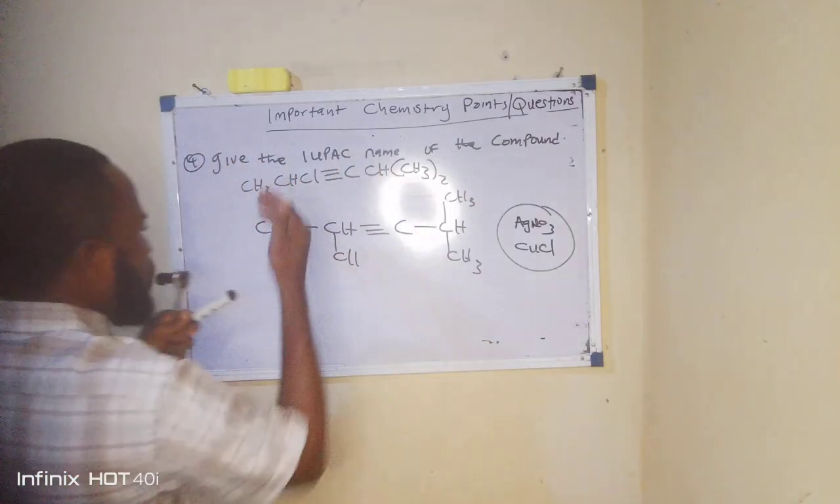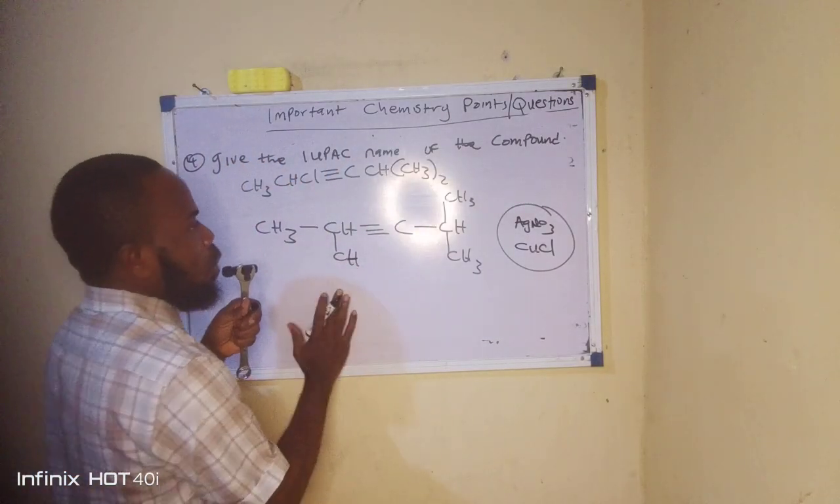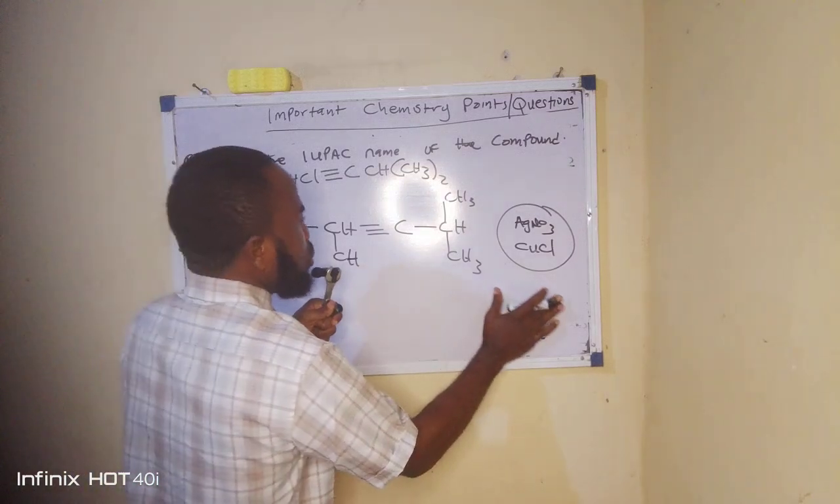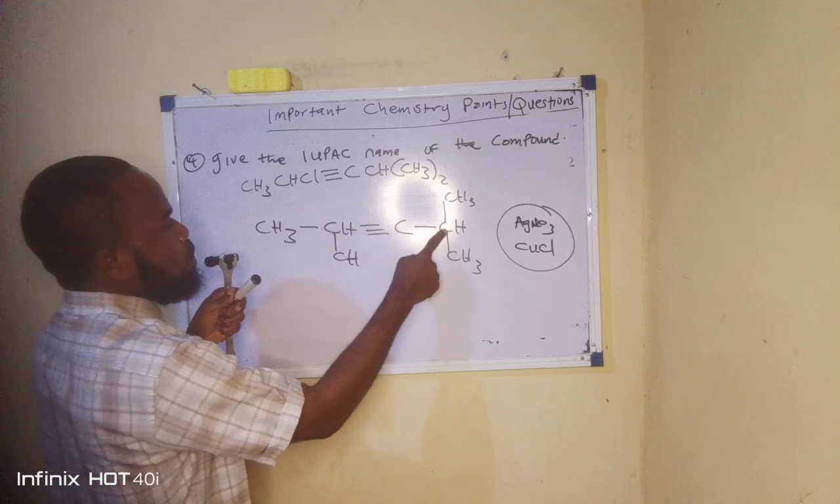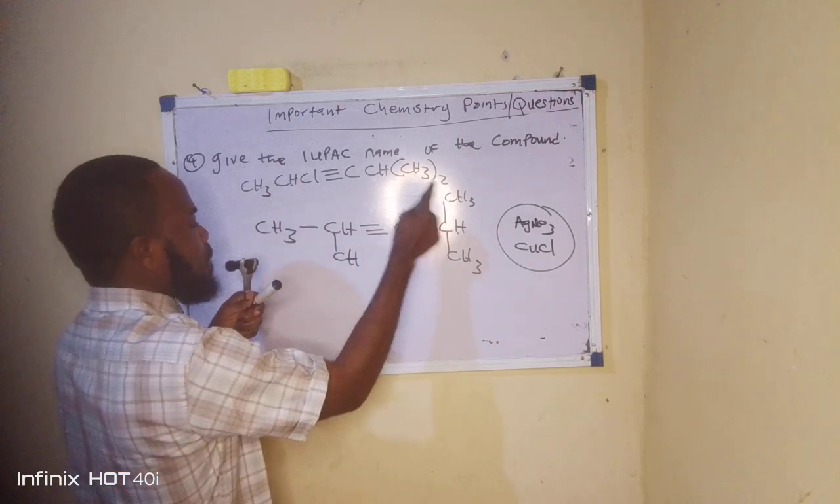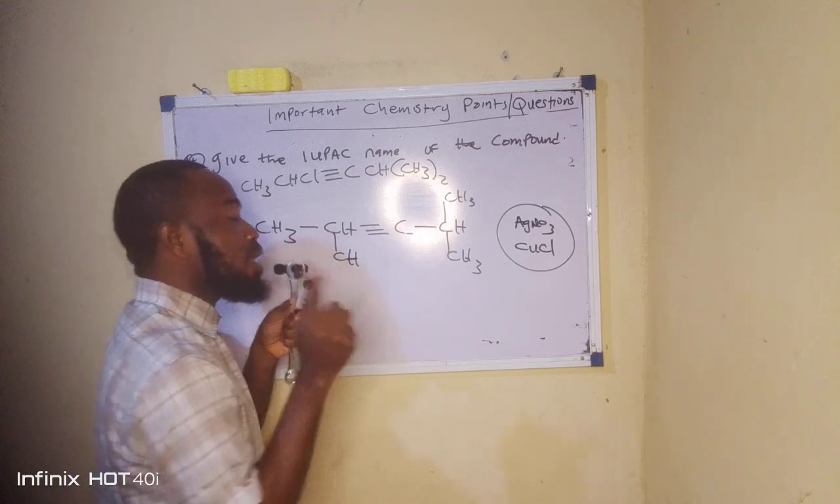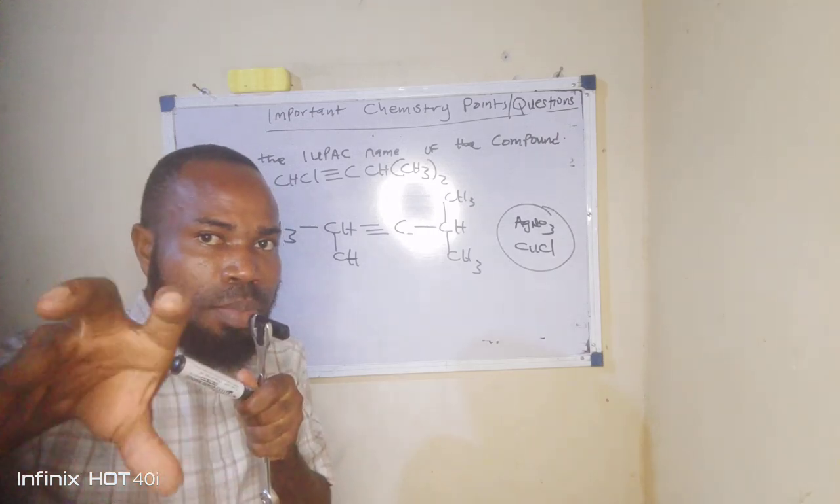So let's go back to the issue at hand now. If we have analyzed this already, now what do we do? We have to look for the longest possible straight chain. Now let's check it out. 1 2 3 4, cannot be. 1 2 3 4 5. Okay, 1 2 3 4 5. So that means our longest chain has been established. We have not started the numbering yet, but the longest chain is 5.